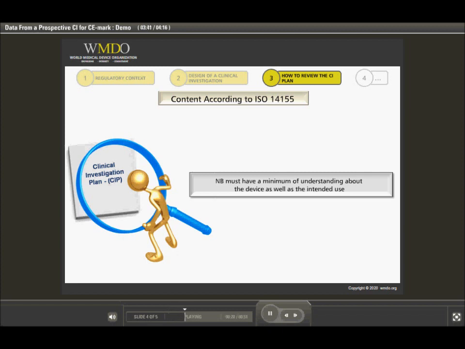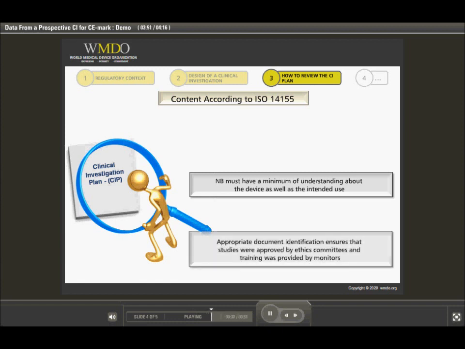Understanding the current available therapies will also be important to evaluate whether the comparator, if involved, is chosen appropriately. The necessary document control must be in place to ensure that the CIP and its amendments, if any, used during the clinical investigation have been appropriately approved by the ethics committees, and that all involved parties were adequately trained on the correct documents.